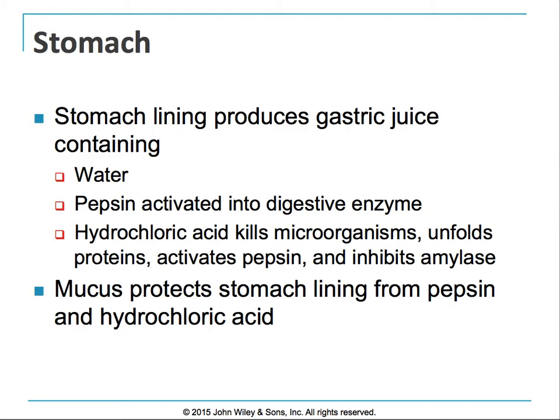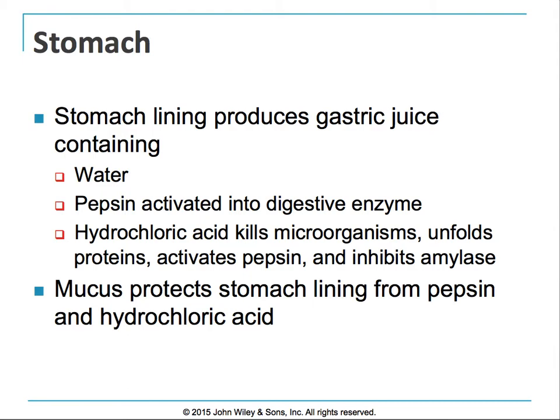The stomach lining produces what's known as gastric juice, and the gastric juice contains a whole bunch of really important things. First, water. Also, pepsin is activated into a digestive enzyme. And hydrochloric acid, which is used to kill microorganisms, unfold proteins, activating the pepsin into a digestive enzyme and inhibiting amylase.